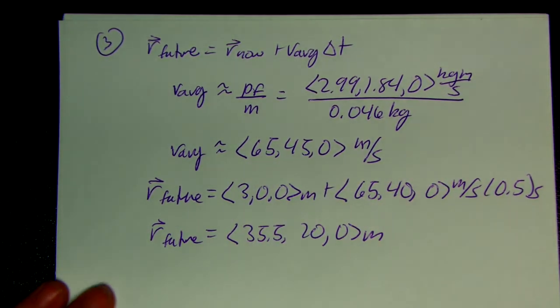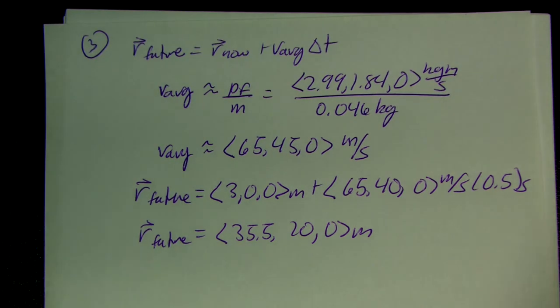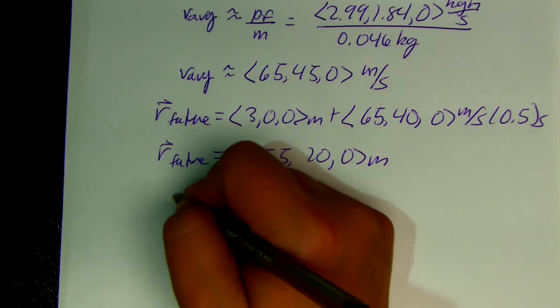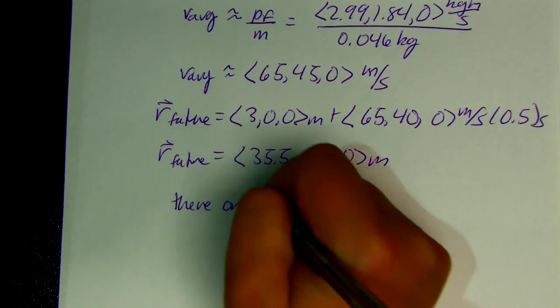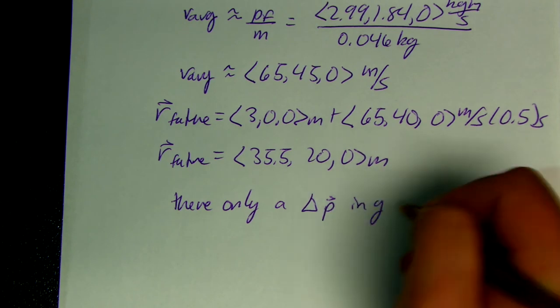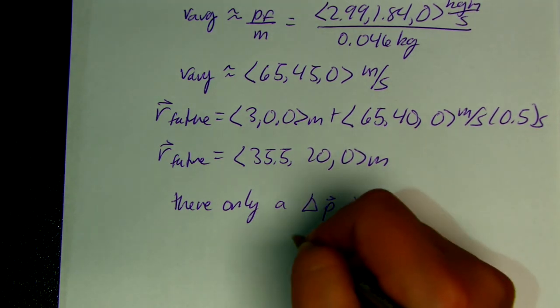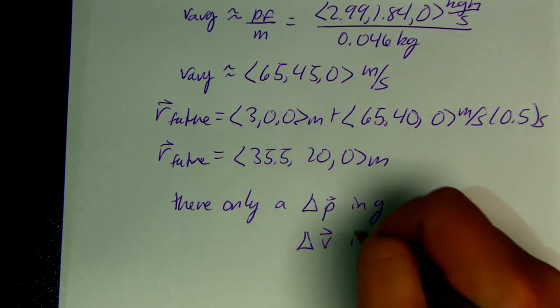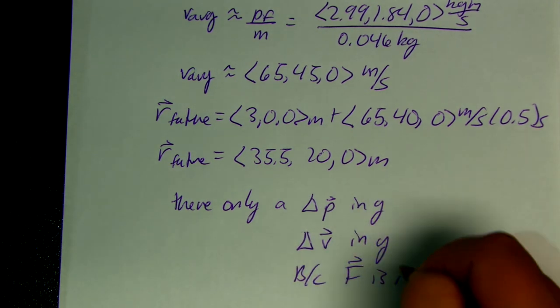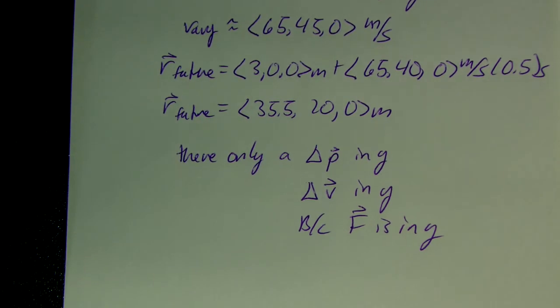Our r future is equal to <32.5, 320, 0> meters. So if we observe what happens, force is only in y, so there is only a delta P in y and only a delta V in y because force is in y. X stayed the same the entire time.